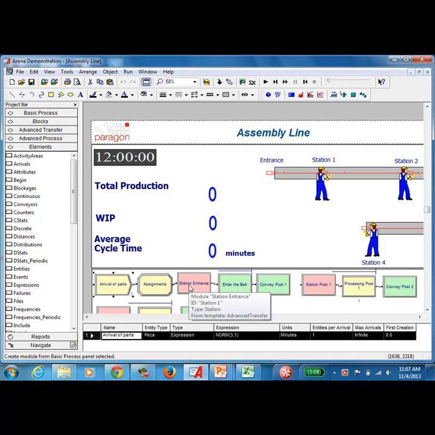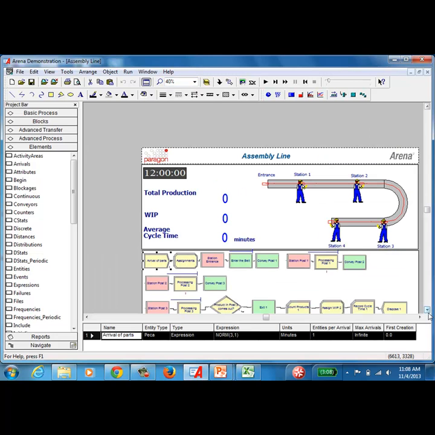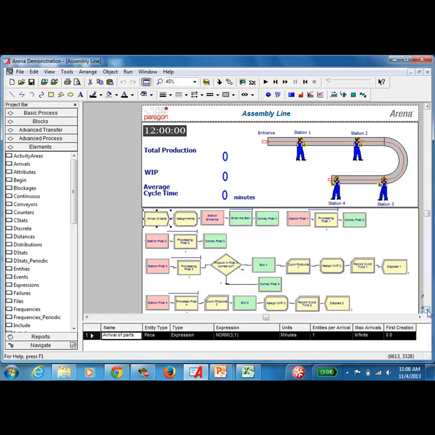model. Let's see if I can zoom right here. Okay, so this is a software that is called Arena. Rockwell Software develops this software, and this is a model of an assembly line. So as you can see in this animation, we have 4 operators, and we're going to have some parts arriving to each station. Each operator is going to do some work on the part, and then it's going to move that part to the next station.